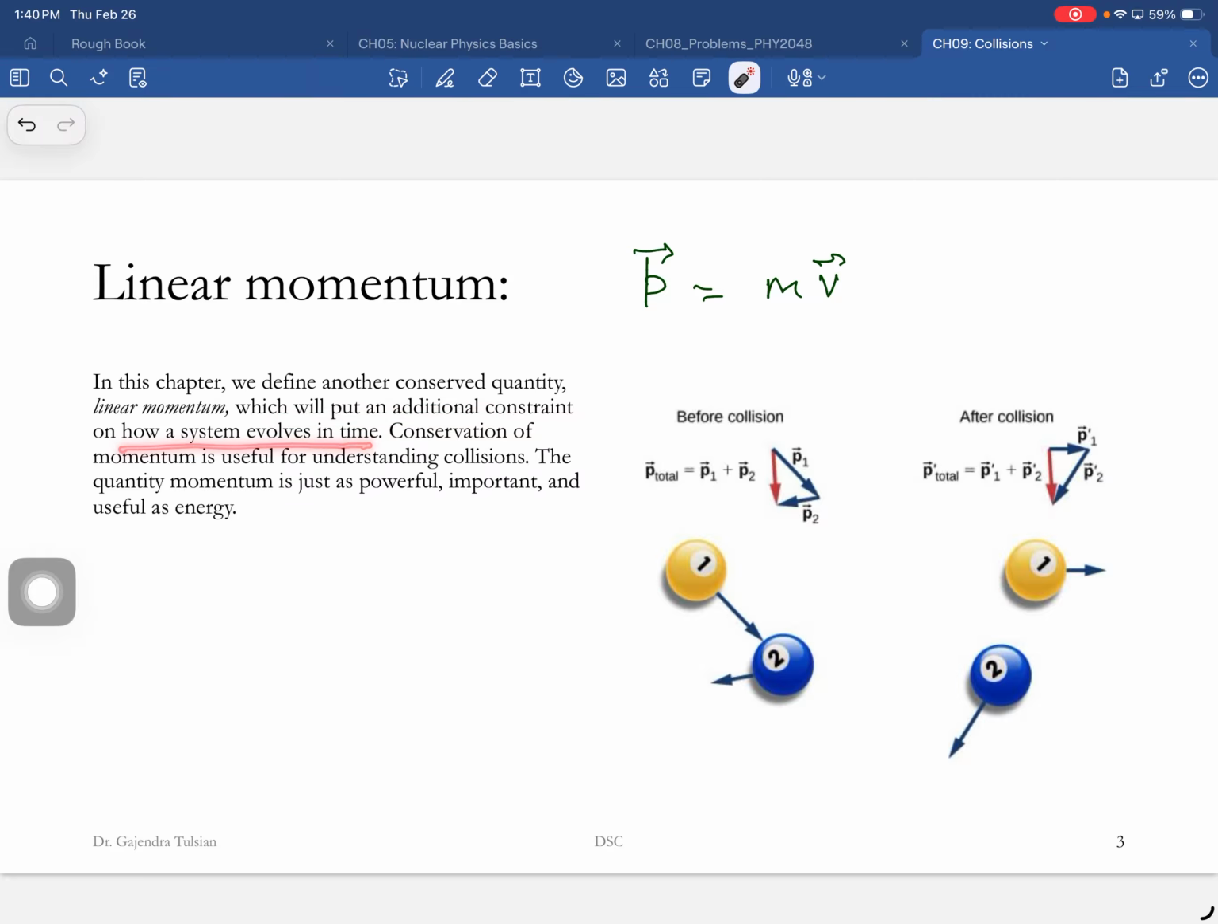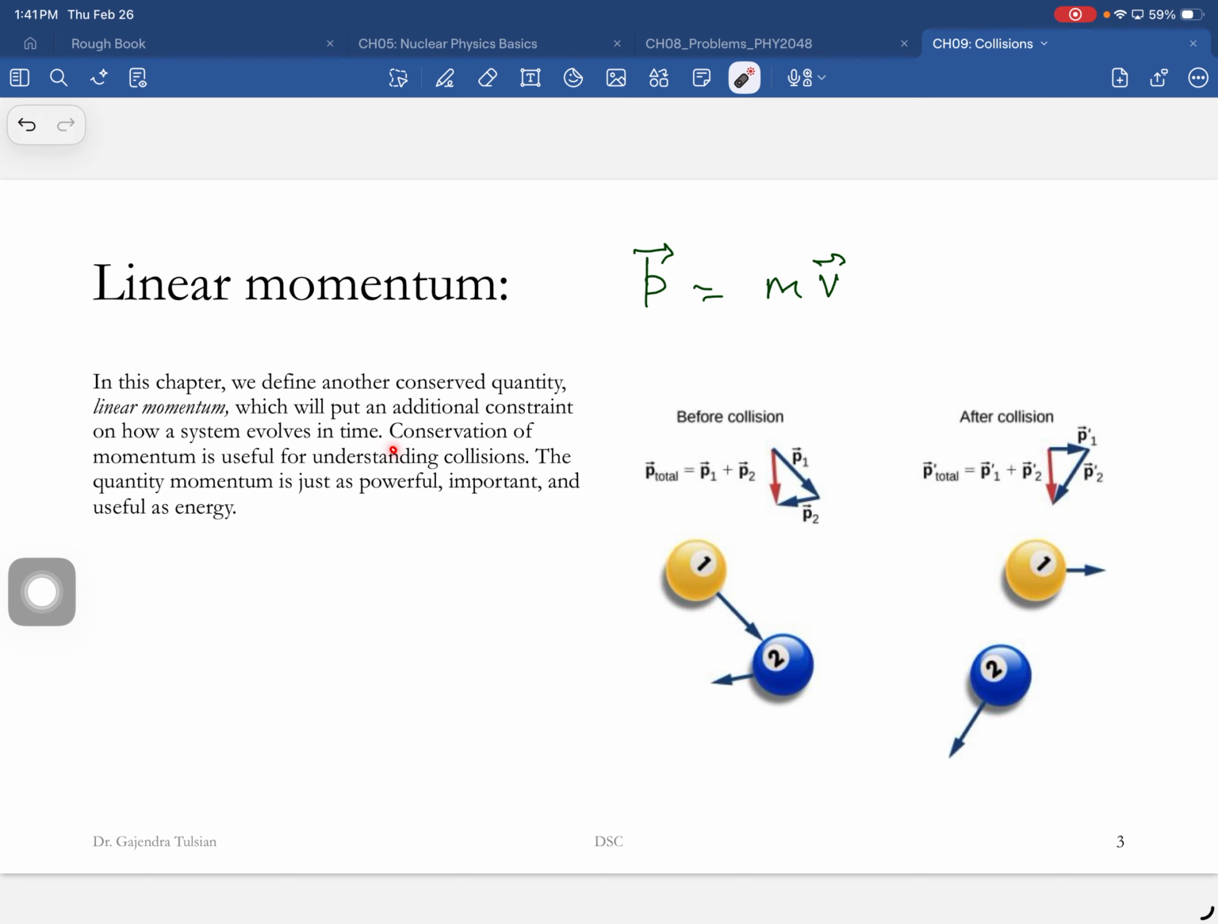All right, so we define another conserved quantity, linear momentum, which will put an additional constraint on how systems evolve in time. The more constraints you put, the more restricted your motion is. So now you've learned that your motion has to obey energy conservation, and now we're telling you it's got to obey momentum conservation as well. For instance, after this collision, this guy can't go that way because then momentum wouldn't be conserved. If it's going at this speed, this is the direction it has to go.